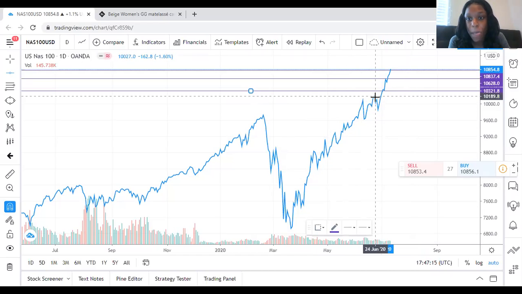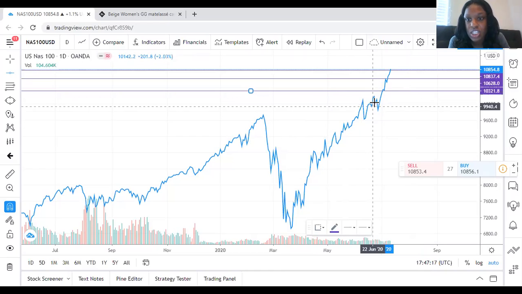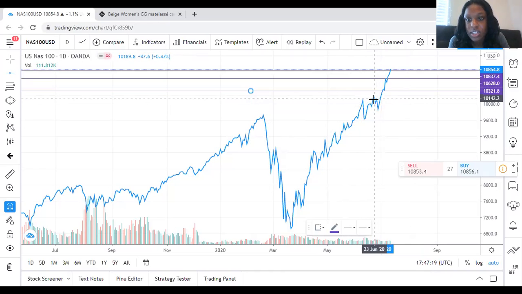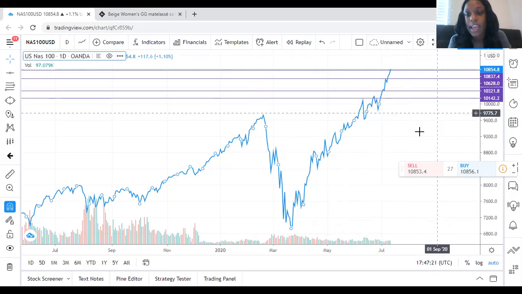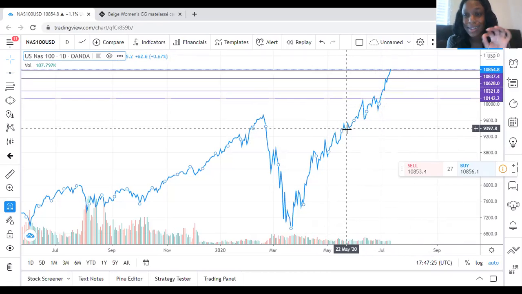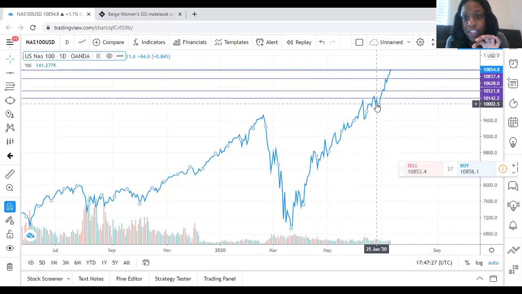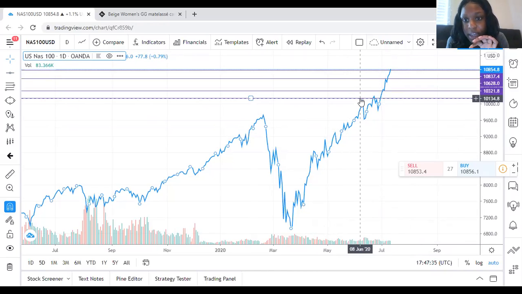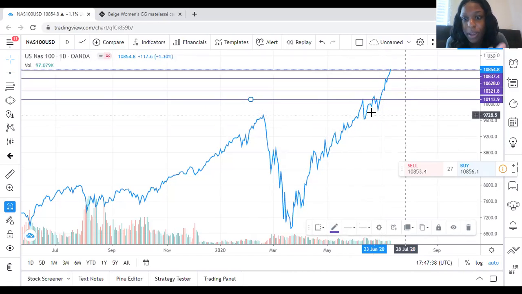So we're just gonna go ahead and touch base and identify. As you see here, it doesn't have to be 100% perfect, but it does have to be perfect at the same time. As you can see, it pierced here and it went down. It pierced here again and it went down. Look, it pierced here again and it went down. So I'll put it right here.